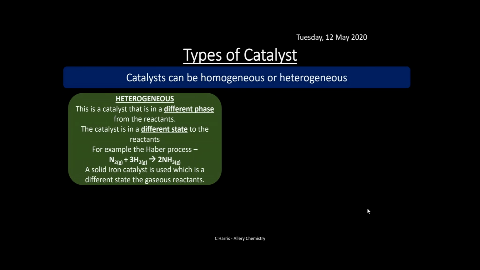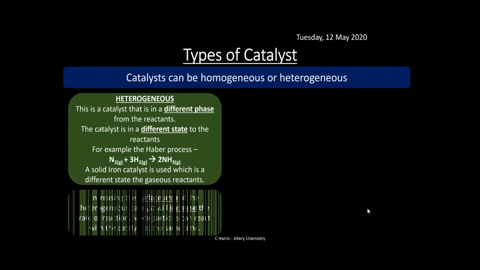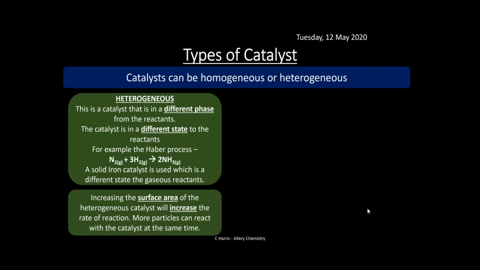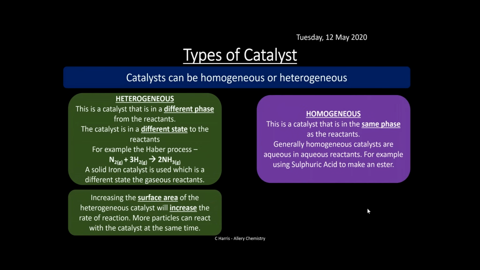For example, the Haber process. The Haber process is the manufacture of ammonia, which is used as a fertilizer in farming, in agriculture. A solid iron catalyst is used, and this is clearly in a different state to the gaseous reactants that we've got there. If we increase the surface area of the heterogeneous catalyst, then the rate of reaction will increase as well. This means that more particles can interact with the catalyst at the same time. So that's quite a good thing.